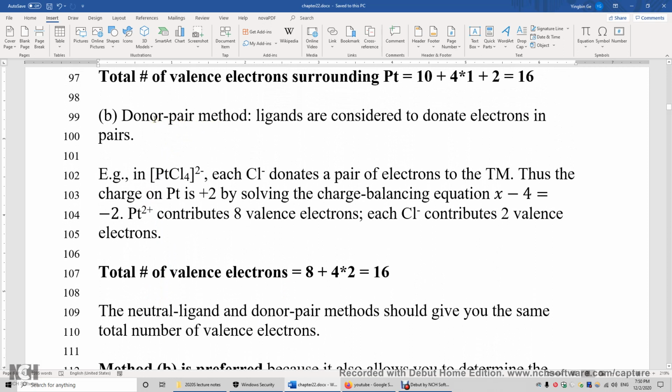Each donor donates 2 sigma electrons to the transition metal. If you have a bidentate ligand or tridentate ligand, if they indeed form 2 sigma bonds or 3 sigma bonds with the metal, then you say each ligand donates 2 pairs or 3 pairs of sigma electrons to the transition metal center.